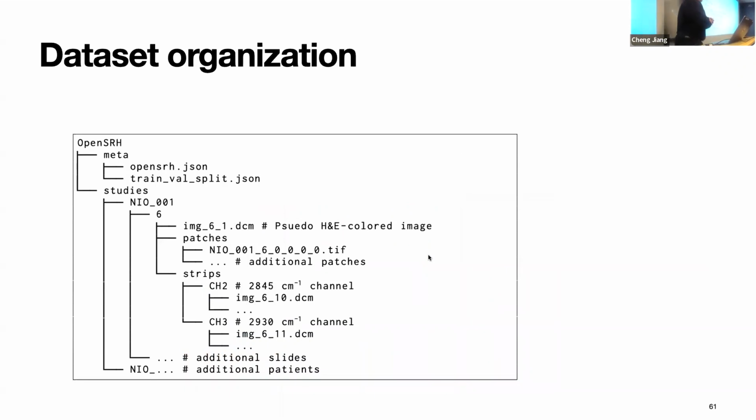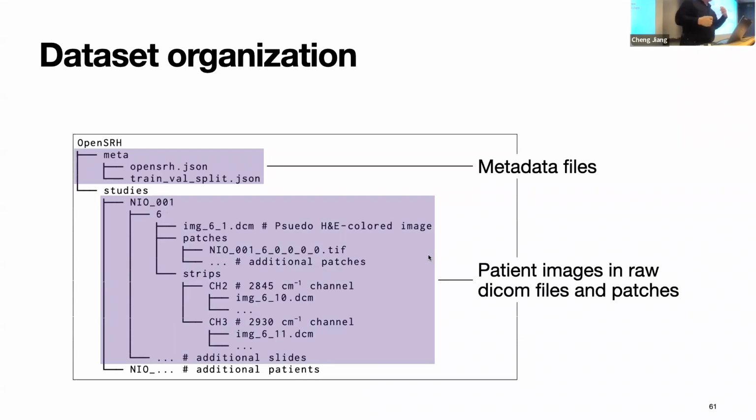So OpenSRH is organized in a way that we contain the metadata file, and we also have the raw data for every patient in their own directories, right? So we are releasing both the raw DICOM files, so that's the raw scans that we get from the imager, and also the patches that we have generated to train the machine learning models. Oh, the patches data is also in DICOM. Yes, that's right. So the patches will basically just divide the DICOM file into smaller regions, so we can actually fit that on the GPU. It's more like ROI. Yes, yeah.